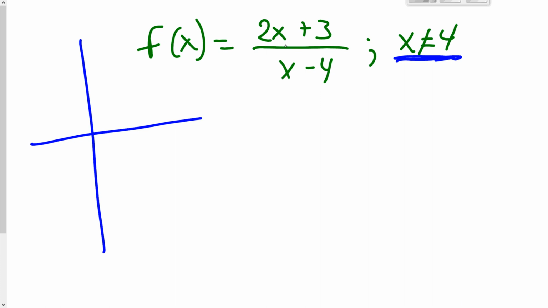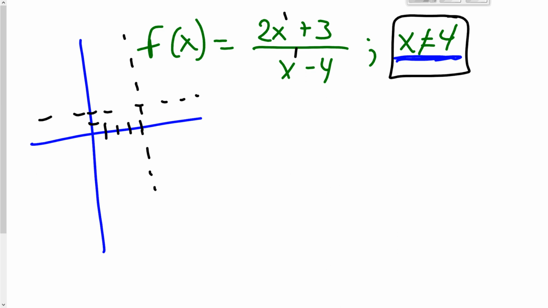The numerator and denominator have the same degree, 1 and 1. So that means our horizontal asymptote will be the ratio of the coefficients, which is 2, so y equals 2, so 1, 2, horizontal. And then we have our restriction right here, that would be our vertical asymptote, because we can't cancel any like factors out. So at 4, 1, 2, 3, 4.